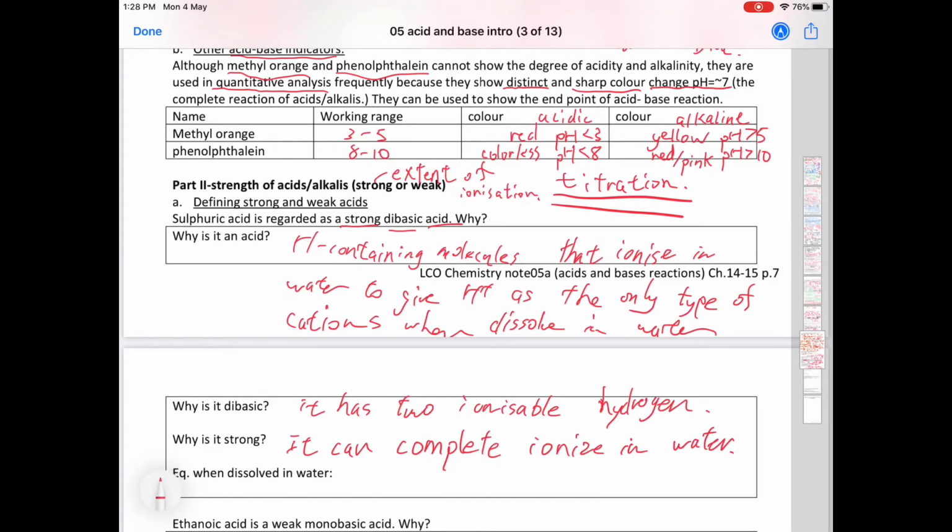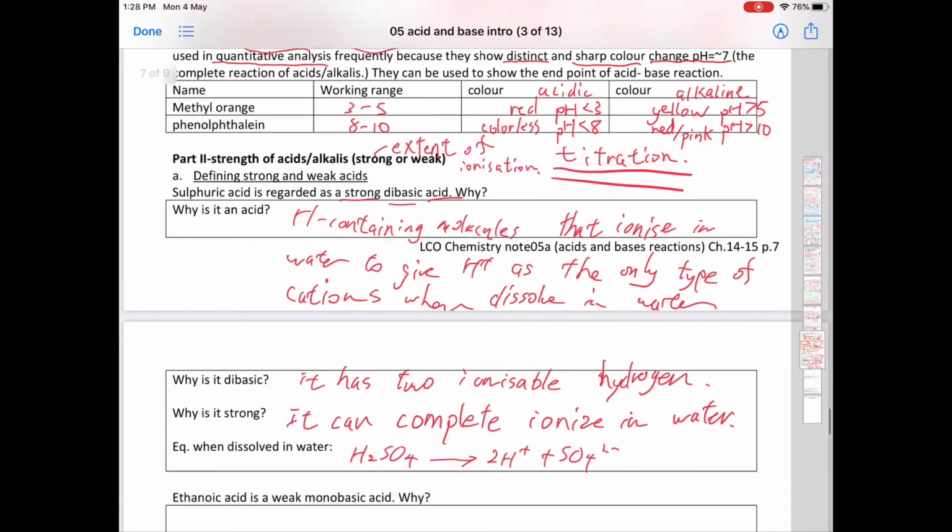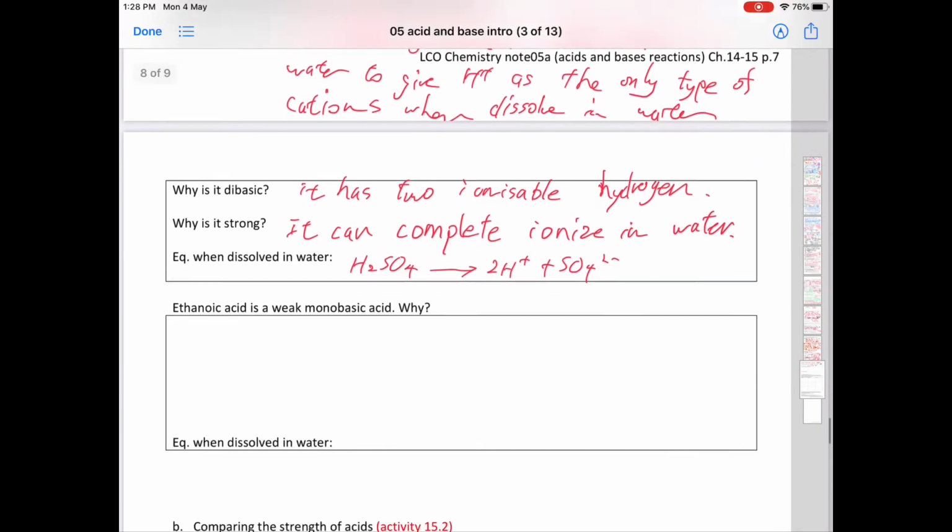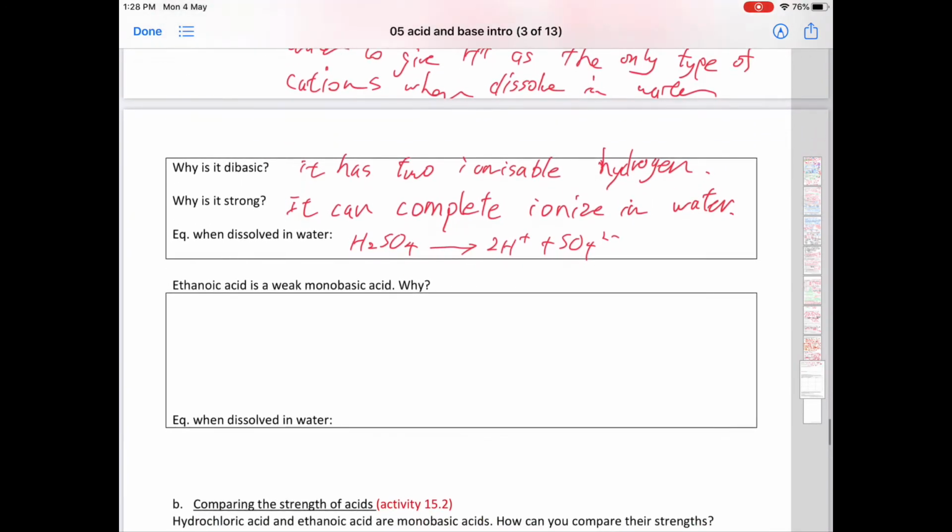If it is strong, then the meaning is that this acid can completely ionize in water. For this kind of acid, we use a straight arrow in between. So the equation when it dissolves in water is H2SO4, then a straight arrow, the irreversible sign, to form 2H plus with a sulfate ion. And that's it. Maybe you try the next example yourself first.